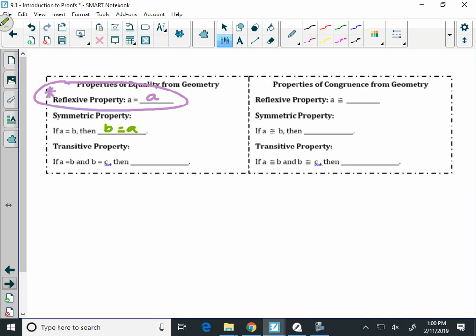And then the last one's called the transitive property. That says if A equals B and B equals C, then A also equals C. Because if A and B are the same, and B is equal to something else, then A is also equal to that something else. I would circle and star this one. We use this one a ton in geometry. The reflexive property and transitive property we use a ton.